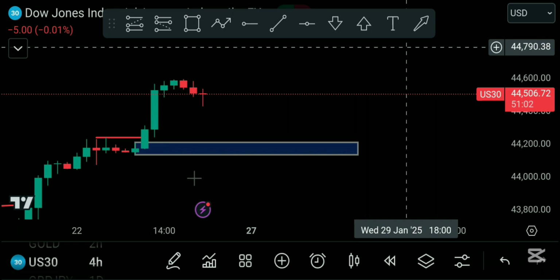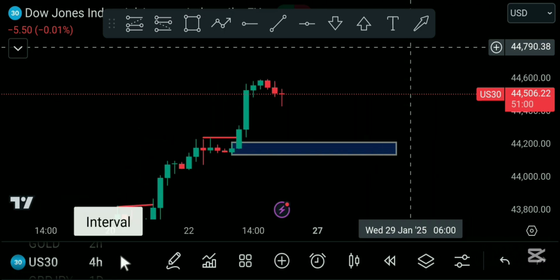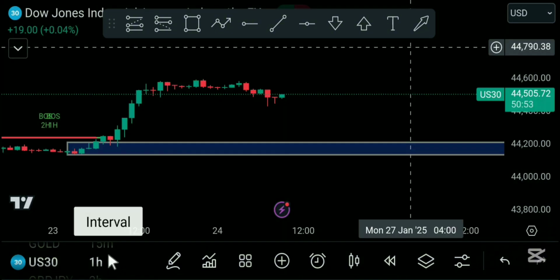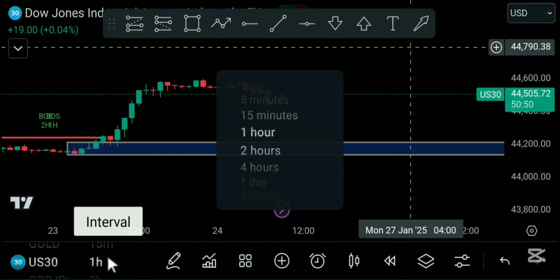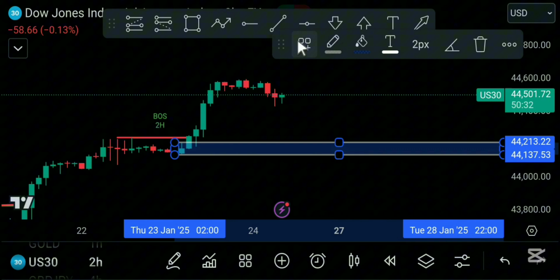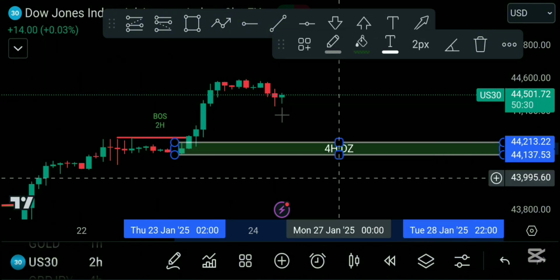I'll move on to my lower time frame, 2 hours, to look for other areas of interest, other demand zones on the 2 hour time frame. Now there is none here. You may think this one is a demand zone, but you can see obviously it has already tapped into my demand zone on the 4 hour time frame.